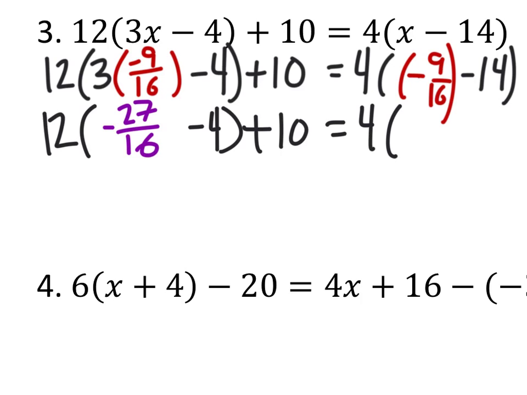And in this parentheses, we just need common denominators. And that would all come out to negative 233 over 16. Yeah, that's negative. All right. Well, go ahead and keep working that left side.